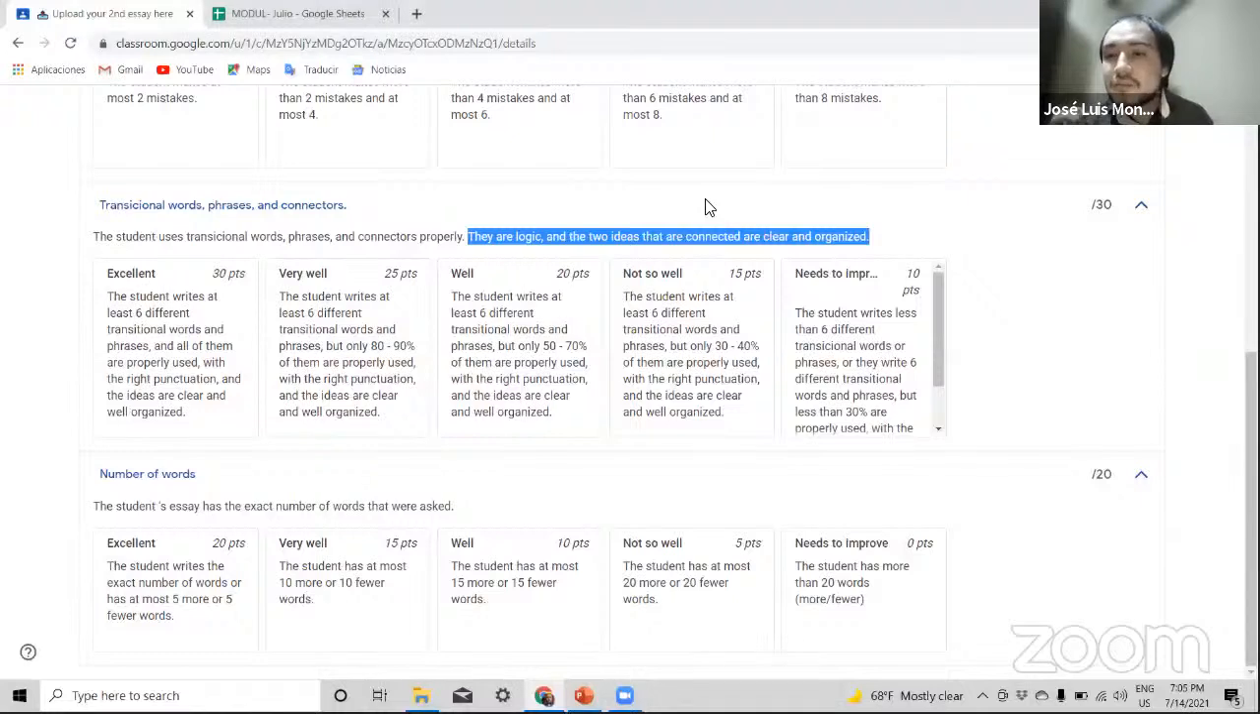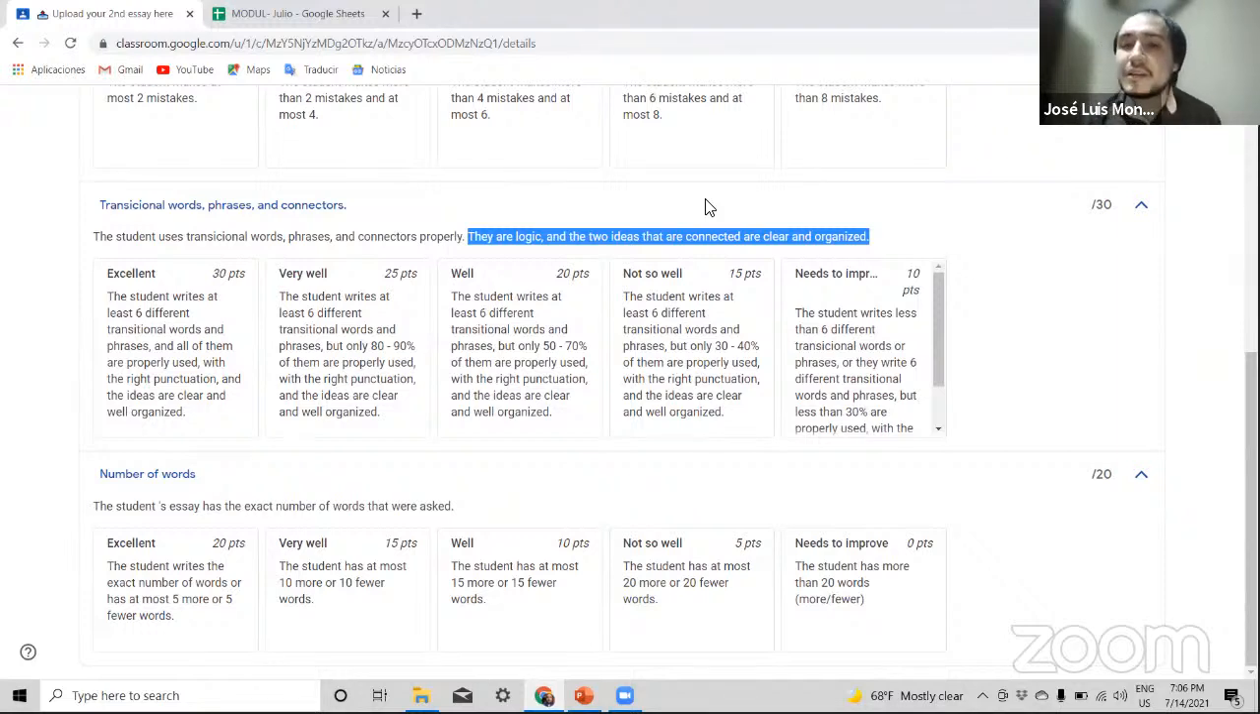Okay, so let's continue. So the one that I'm adding, please give me a second, I'm saving this, is transitional words and phrases because that's what we're doing now, right? That's what we are learning this week. So that's the one that is going to be extra to this knowledge. Let me share once again. So this part is very important, okay? You can use transitional words, but they have to be logical, and the two ideas that are connected are clear and organized.